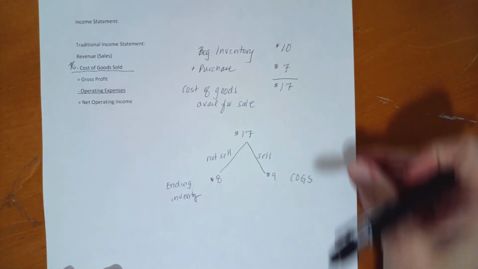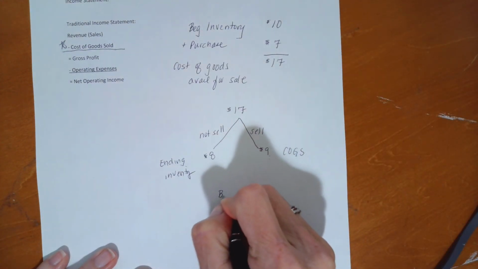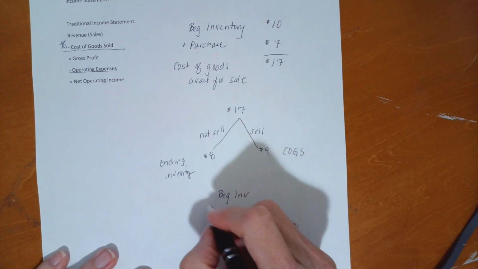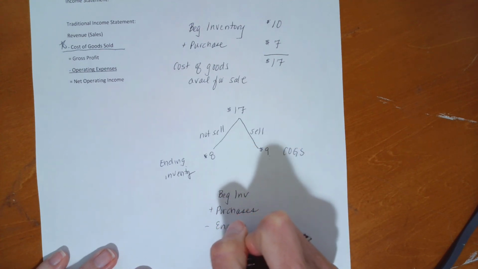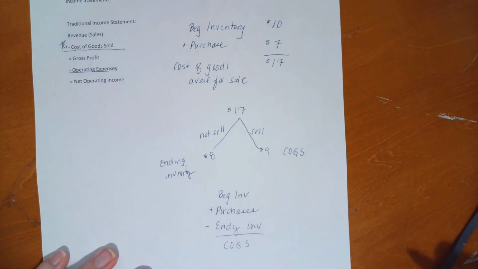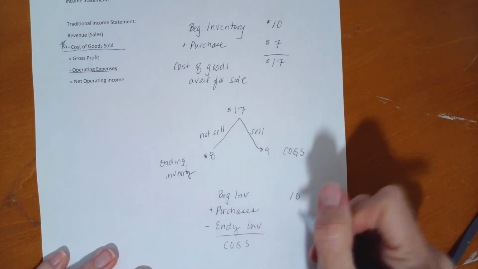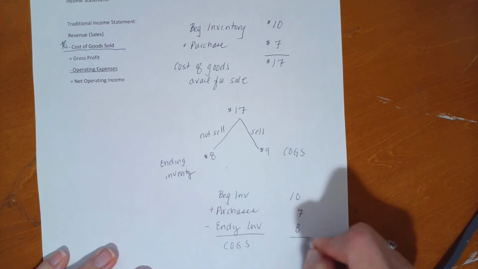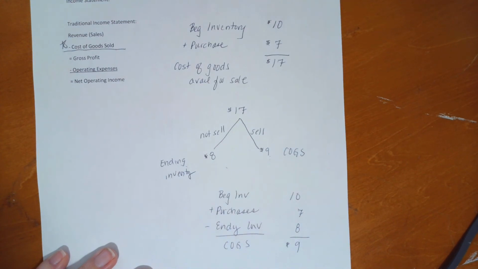Okay, so basically an equation that you can always use if you're not given cost of goods sold would be beginning inventory plus purchases of inventory minus ending inventory. It's going to give you cost of goods sold. So let's just make sure that works. We have beginning inventory of 10 plus our purchases of 7 minus what's left over of 8 gives us $9 cost of goods sold. Okay.